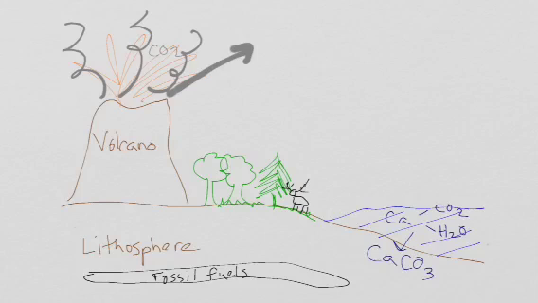Another form of natural carbon emission comes from forest fires. So if vegetation is burning, forests are a carbon source, only when they burn. So forest fires are a carbon source, right? Because they're going to emit a lot of CO2.